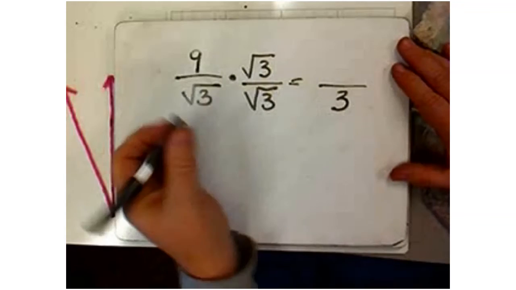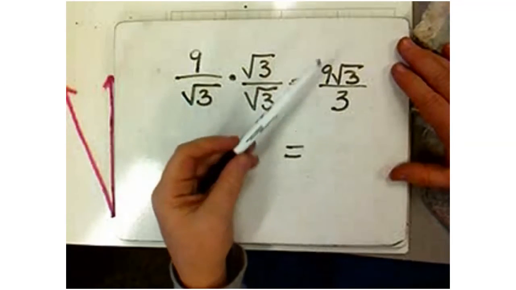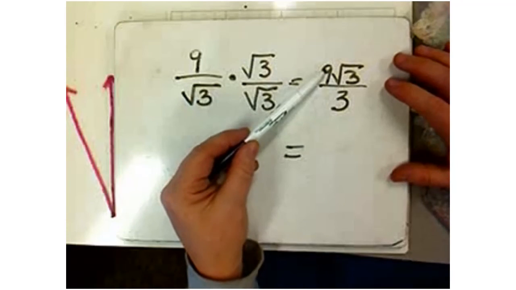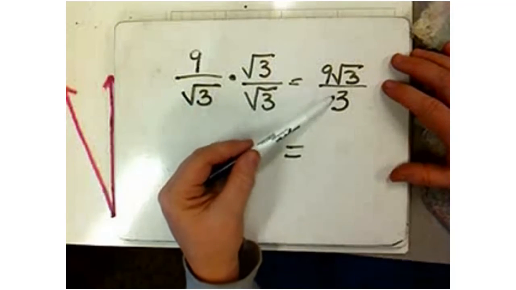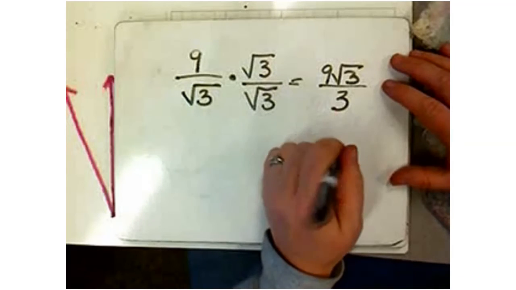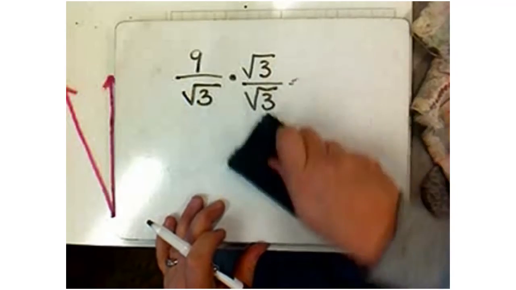And then 9 times the square root of 3 would go in the numerator position, and then simplify it further. If you have 9 square root of 3 over 3, the 9 and the 3 in the numerator and denominator position could reduce, right? 3 goes into 9 3 times, so your final answer is 3 square root of 3, all right? So remember to rationalize that denominator.